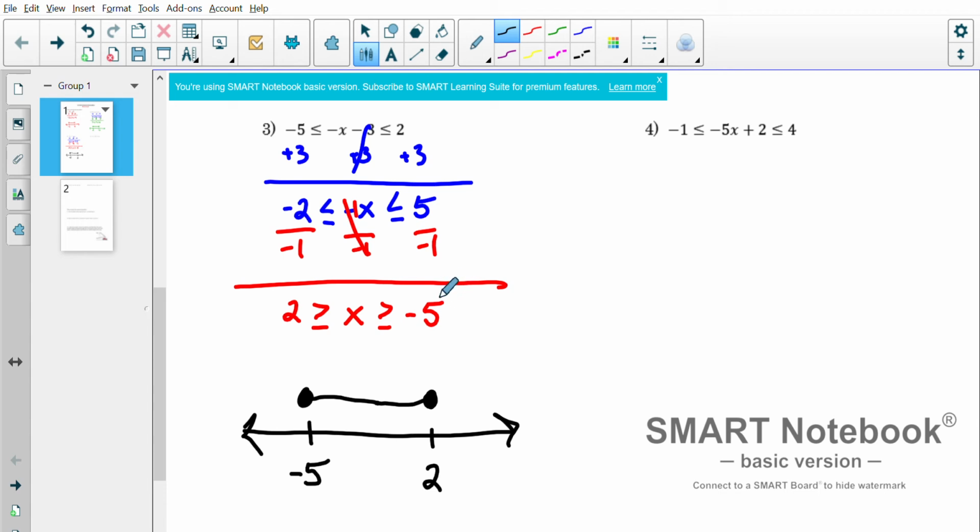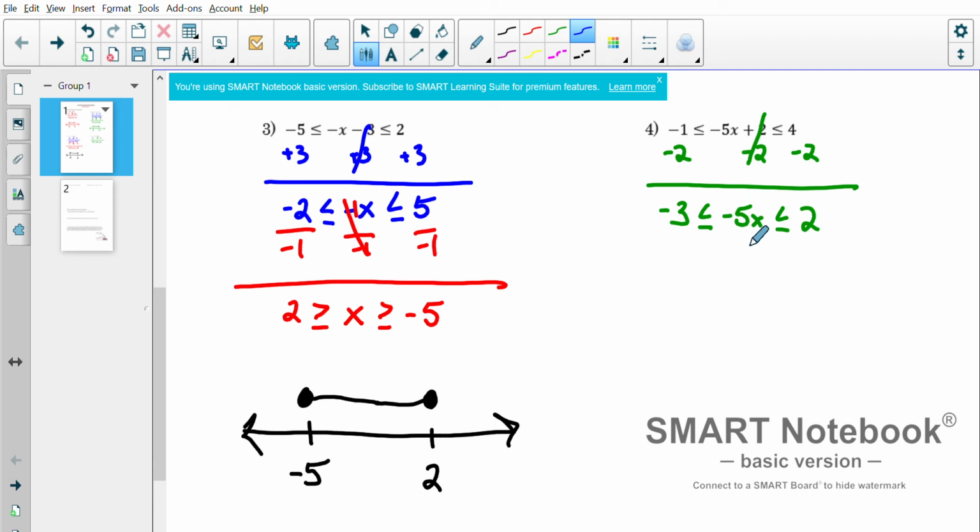Now, go ahead, pause the video again, try number 4, and then let's come back and we will walk through number 4 as well. So, using our inverse operations again, hopefully you started by getting rid of this +2 by subtracting 2 from all 3 sides. When you do that, -1 minus 2 is -3, less than or equal to. Inverse is canceled. -5x is less than or equal to. 4 minus 2 is 2.